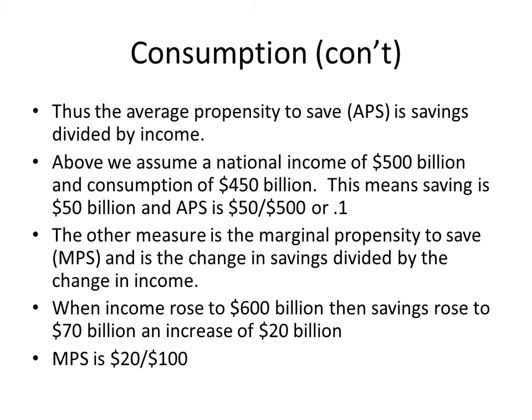Thus, the average propensity to save, APS, is savings divided by income. Above, we assumed a national income of $500 billion and consumption of $450 billion. This means savings is $50 billion, 500 minus 450, and the APS is 50 divided by 500, or 0.1. The other measure is the marginal propensity to save, and it's the change in savings divided by the change in income. When income rose to $600 billion, savings rose to $70 billion, an increase of $20 billion. So the MPS is $20 billion divided by $100 billion, or 0.2.